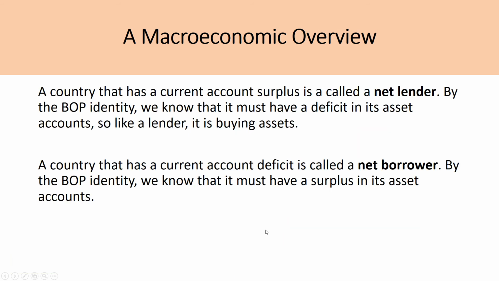Okay, so a country that has a current account surplus is called a net lender. By the BOP identity, we know that it must have a deficit in its asset accounts. So like a lender, it is buying assets. A country that has a current account deficit is called a net borrower. By the BOP identity, we know that it must have a surplus in its asset accounts.